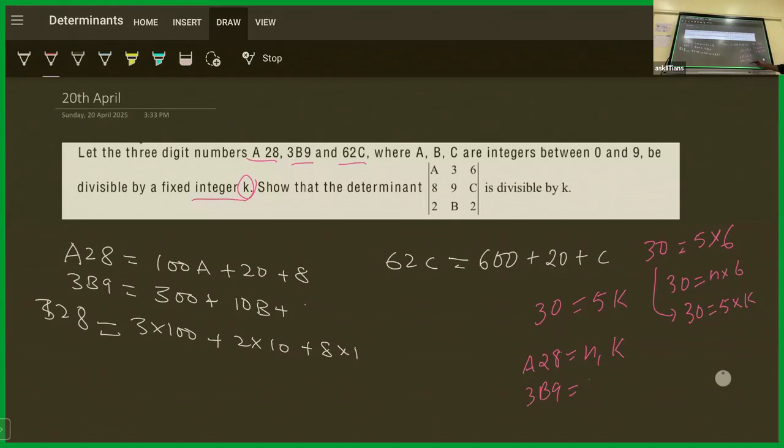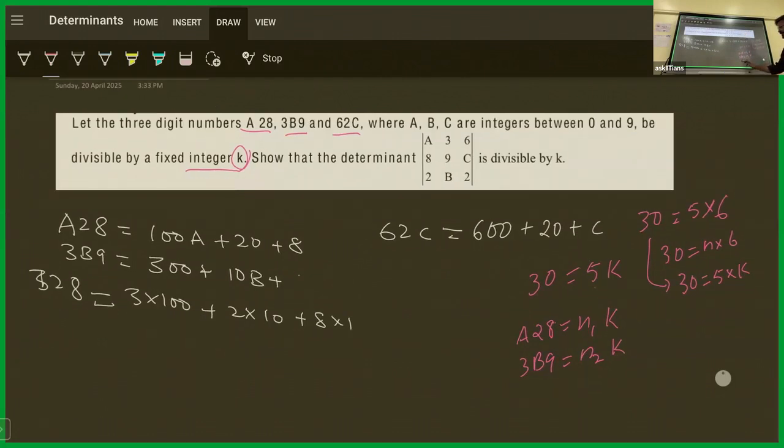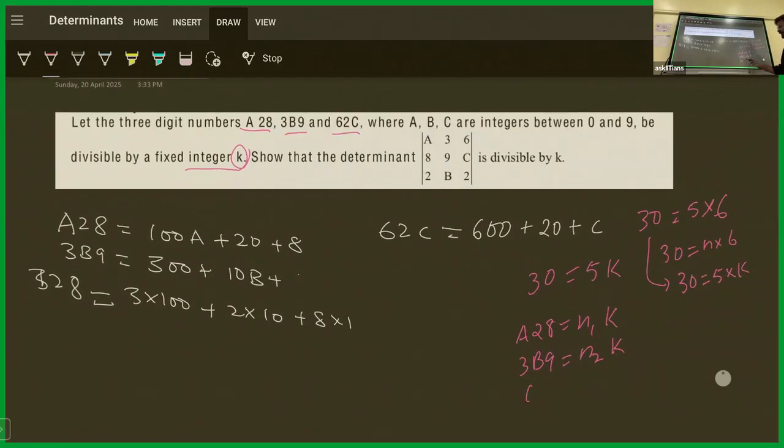And to some integer multiplied by k. Understood now? समझ में आ रहा नहीं आ रहा? And similarly, the third number 6 to c is multiplied by, we can say, n3k. Now if you see the determinant, in the determinant, what is given to us? A36 in the first row, 89C in the second row, and 2B2 in the third row. Yes or no? Yes.